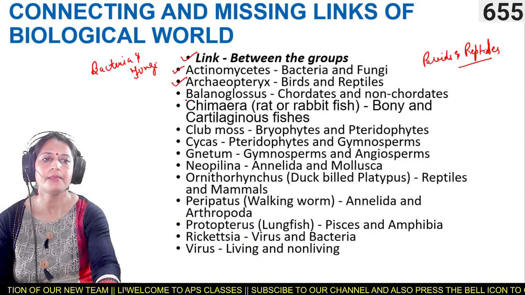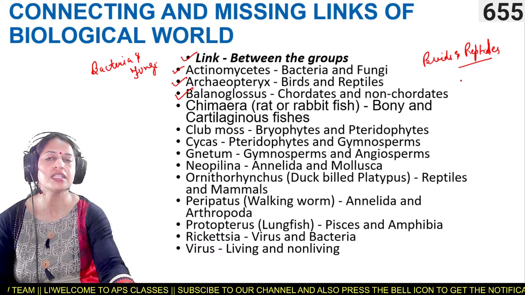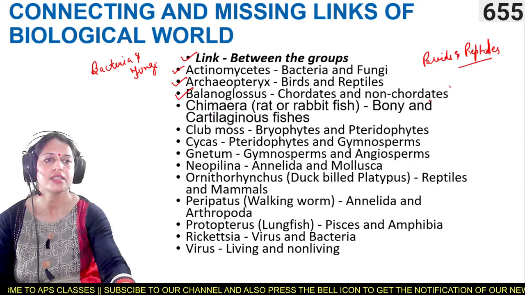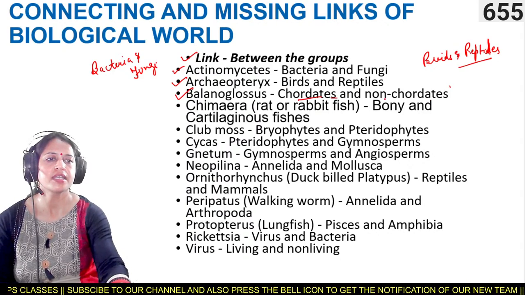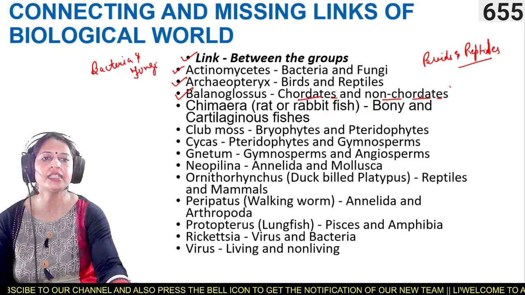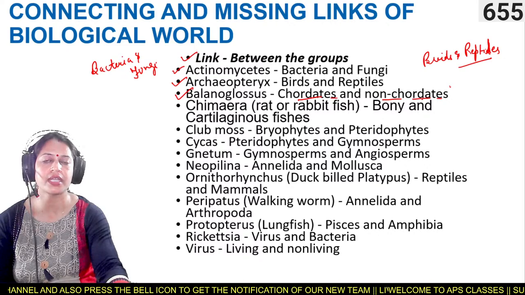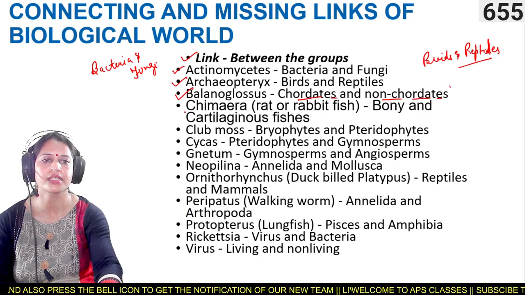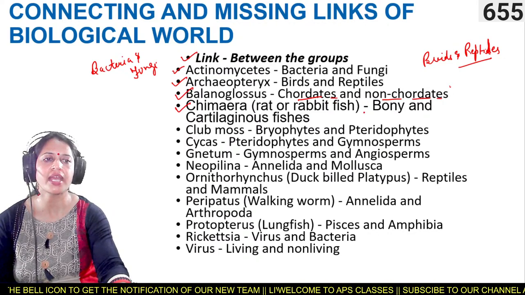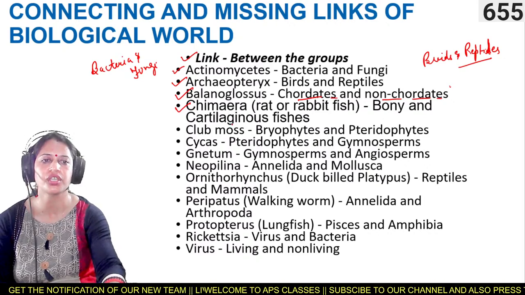Next link is Balanoglossus, the link between two groups, chordates and non-chordates. Next is Chimaera, the rat fish or rabbit fish, the link between bony and cartilaginous fishes.